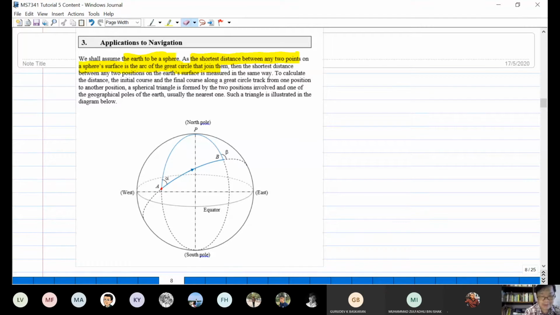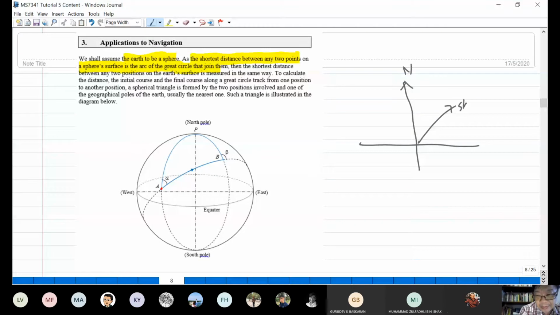So you have a North Pole, somewhere called P here, and then you try to measure the distance from A to B. Normally when they do the drawing, we always say this is North Pole, this is north side. The ship goes in this way, the direction of the ship. So usually there's an angle here, alpha. Alpha is usually called the bearing. It's measured from the North Pole.